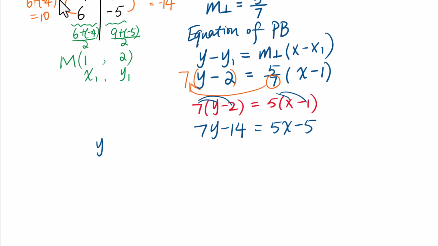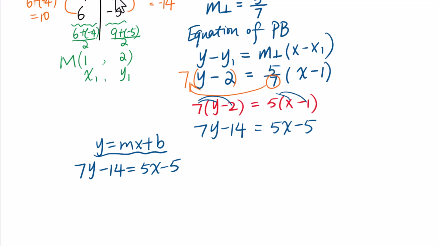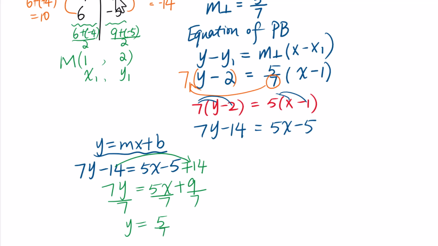For y equals mx plus b form, 7y minus 14 equals 5x minus 5. We need to isolate this y on the left side. So we add 14 to both sides. 7y equals 5x plus 9. Divide by 7 on both sides. y equals 5 over 7 x plus 9 over 7.